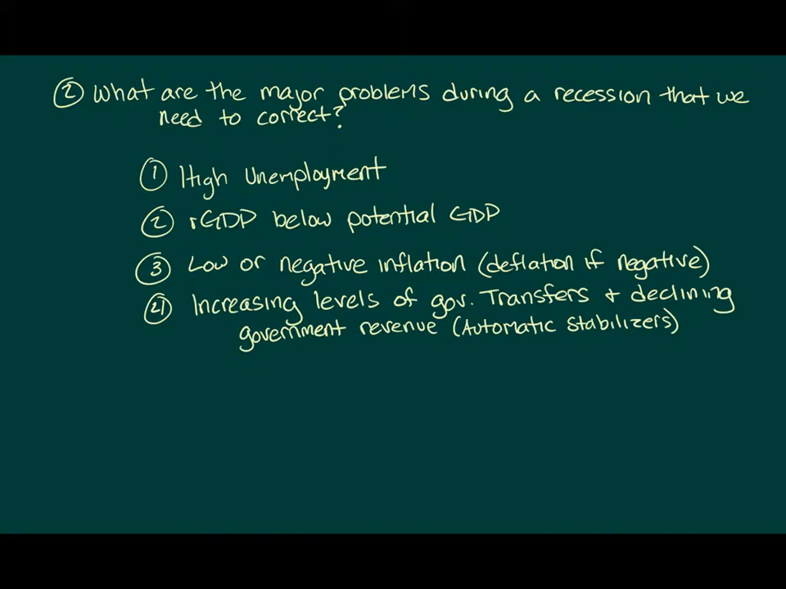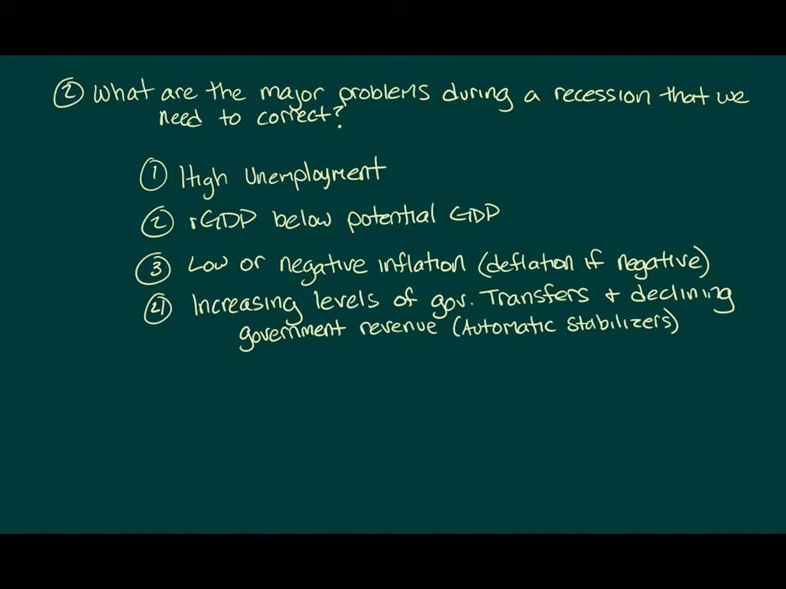So you would see higher levels of government transfers in the form of things like TANF, unemployment insurance, Medicaid, and those things. As people during a recession lose their jobs, their incomes fall, and more people will qualify for those social safety net programs that result in higher levels of government transfers.